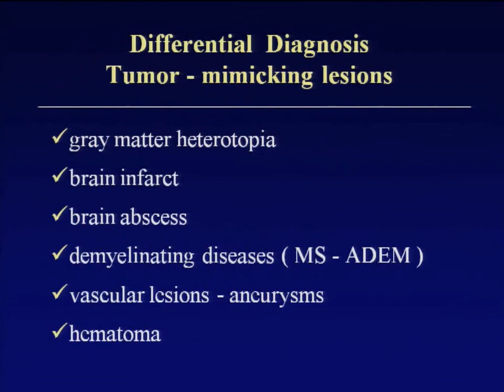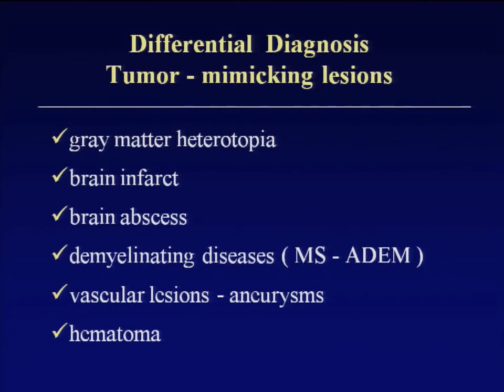And for the last few minutes, just to mention that sometimes there are non-neoplastic lesions, such as heterotopias, infarctions, abscesses, other lesions such as MS, vascular lesions, hematomas, and they may produce images similar to tumors. And we have to differentiate those.